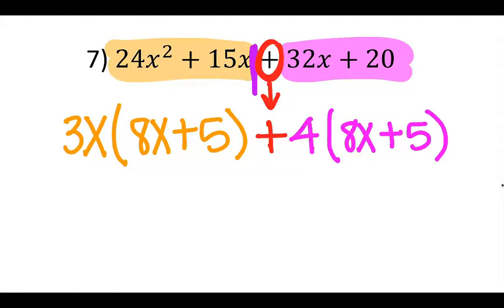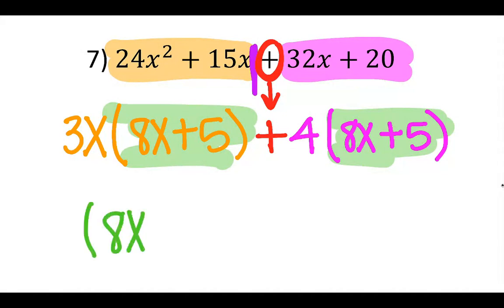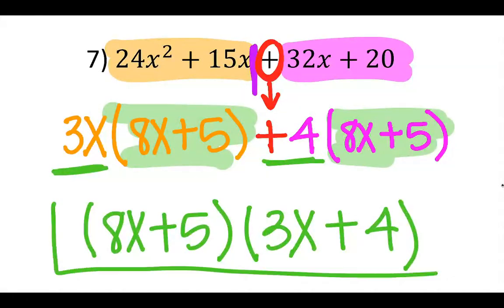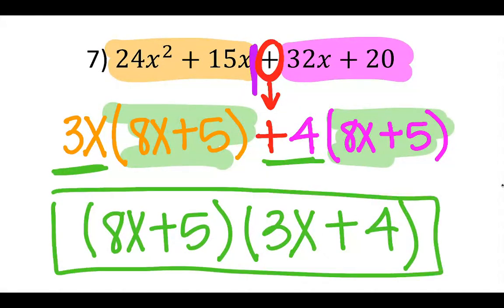And again, we can find another GCF because we've got 8x plus 5 and 8x plus 5. So I can take that out again. So I've got 8x plus 5 I'm taking out of both. Then I'm left with 3x plus 4. So 3x plus 4 are my new leftover pieces, so that would be completely factored. I don't think there's any other trickier ones on here.